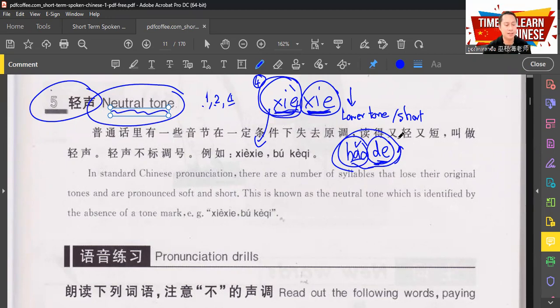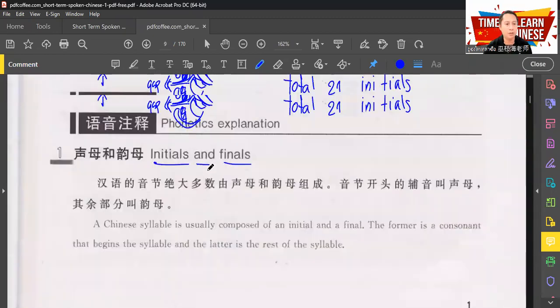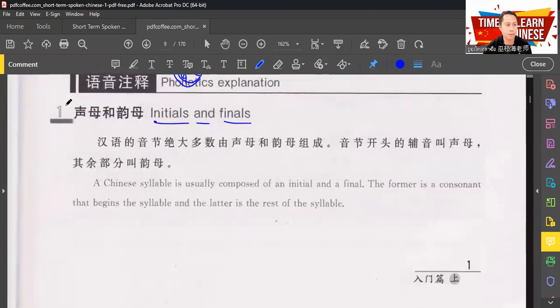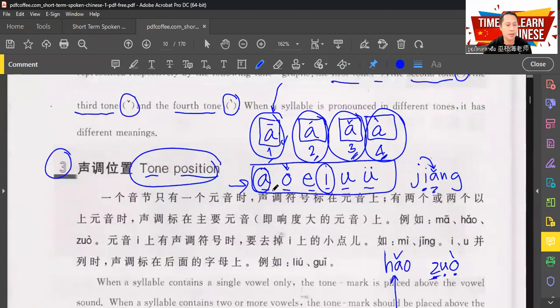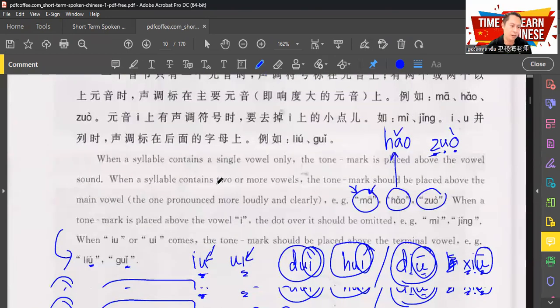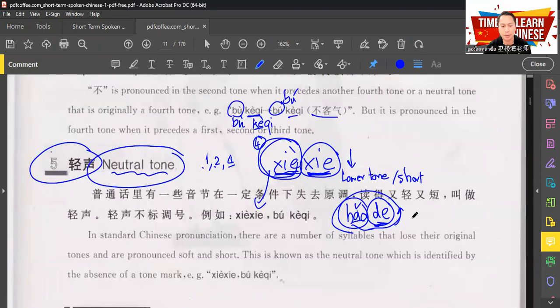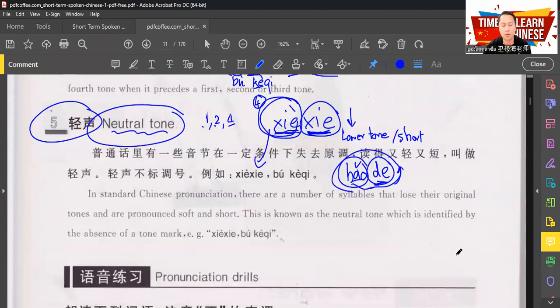Okay, that is enough for the rules of how to accent: initials and finals. First one is initial and final. Second rule is tones. Third one is tone position. Fourth one is tone changes. And the last one is neutral tone. See you on the next part. I hope you can watch this video clip and try to practice by yourself. See you next time.